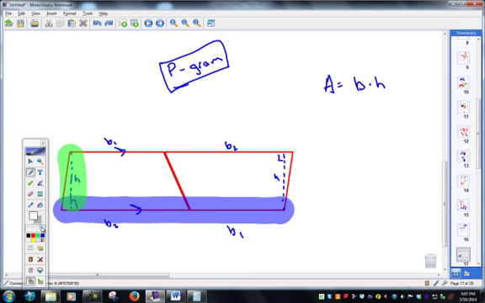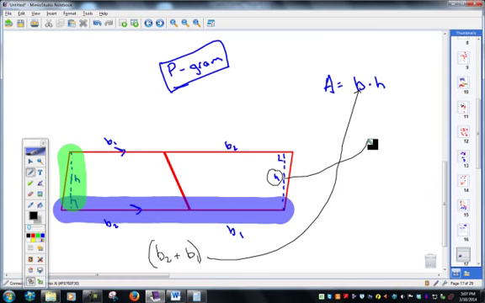It would be the length from, in purple or blue or whatever color that is, base 2 plus base 1, right? That's what the base is. That right there makes up the base of my parallelogram. The height's still the same. It's just the distance between the two bases. So that doesn't change. We get that from right there.